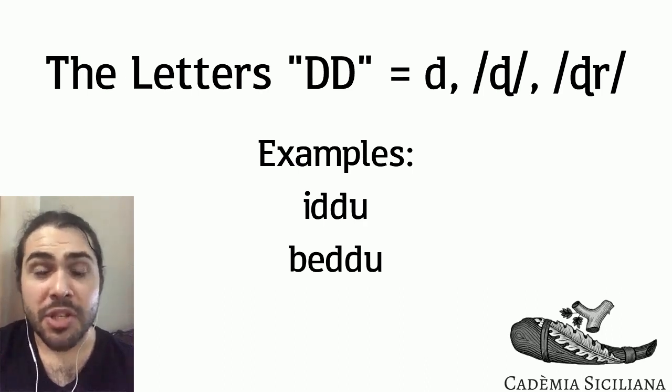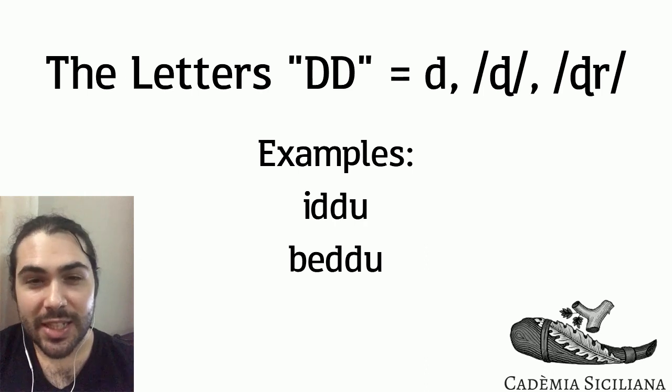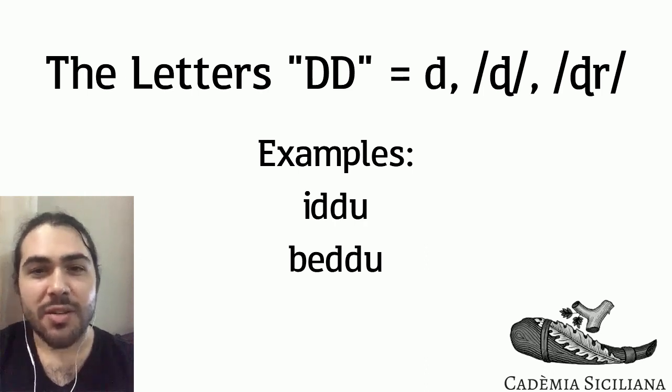There's a form that's just d, a lot like the English de or the Italian de. There's a retroflex version of that, the d. And there's my version, which is from Agrigento and Western Caltanissetta, which is dr. So a word, for example, would be iddu or beddu. You have this really distinctive sound.